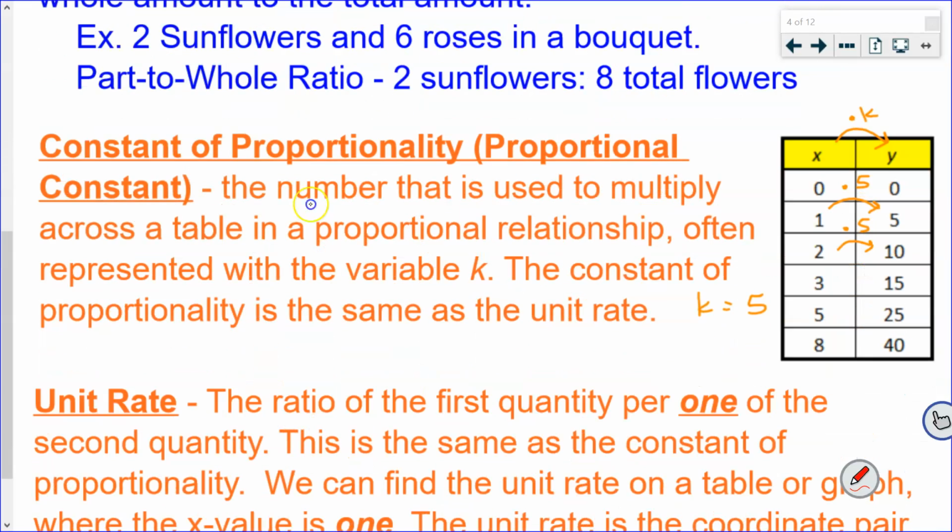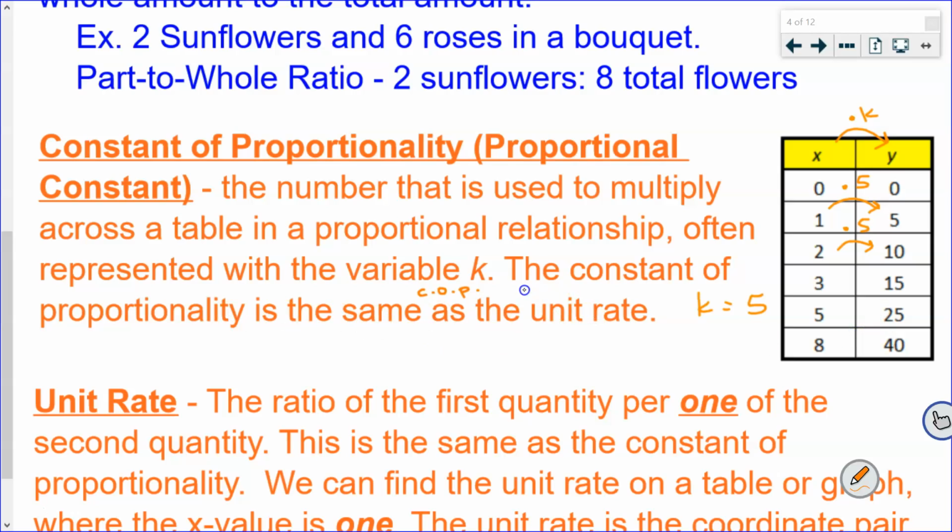I want to come on down here to the constant of proportionality. The constant of proportionality is the number that is used to multiply across a table in a proportional relationship. We usually use the variable k, and this year we've usually been using the abbreviation COP. The constant of proportionality is the same as the unit rate, but you can see in this table we're going forwards across the table by multiplying by 5. And I'm multiplying by 5 everywhere on that table to go across. 3 times 5 is 15, 5 times 5 is 25, and 8 times 5 is 40.